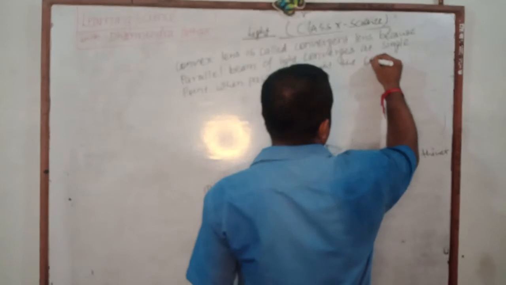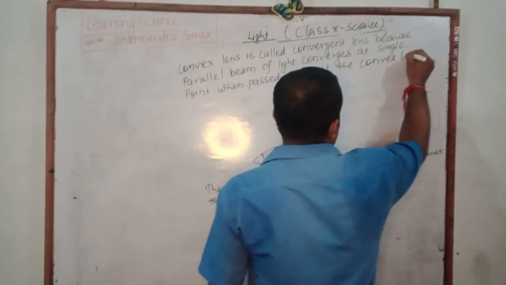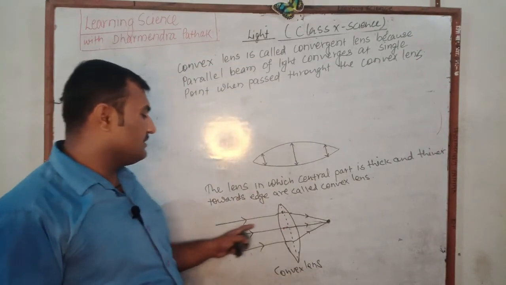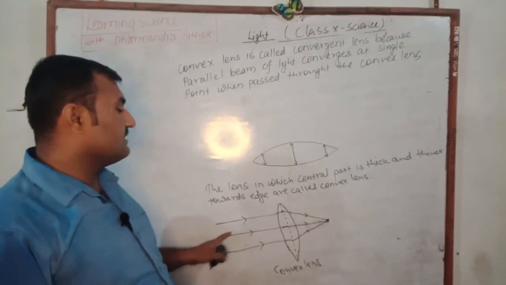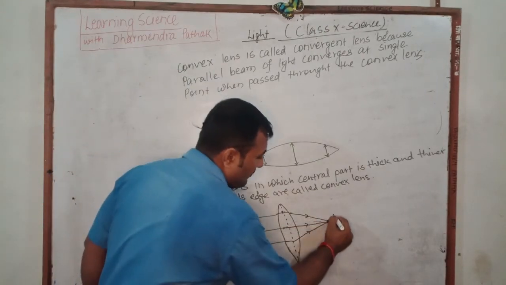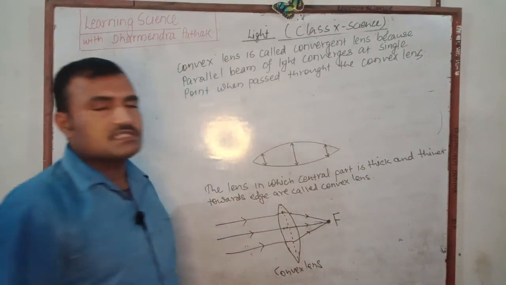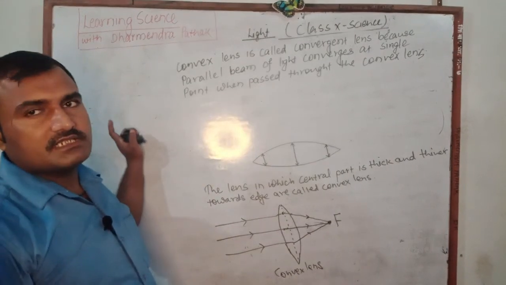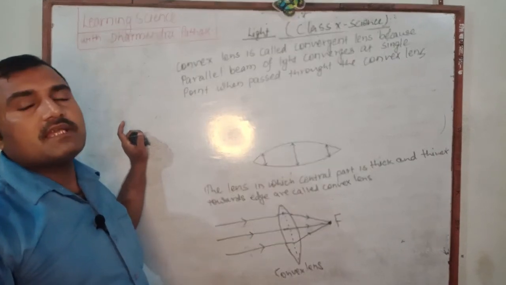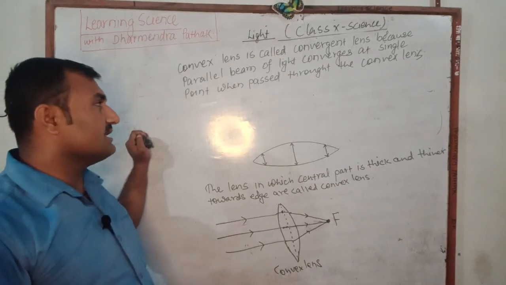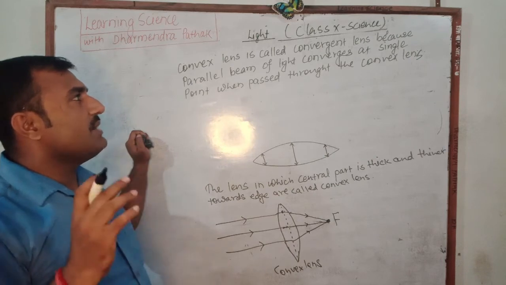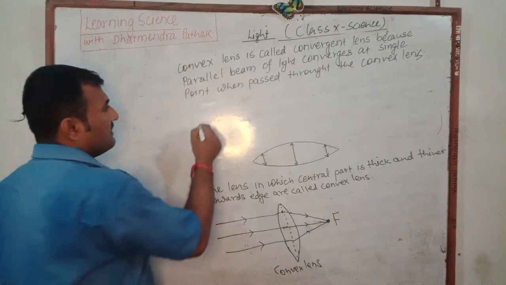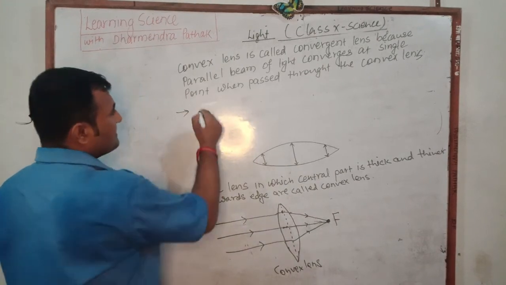When a parallel beam of light passes through the convex lens, it converges at a single point. That point is called focus. It converges at focus, therefore it is called convergent lens. A question may ask why convex lens is called converging lens? Because it converges a parallel beam of light at a single point. Next, other properties of convex lens are here.